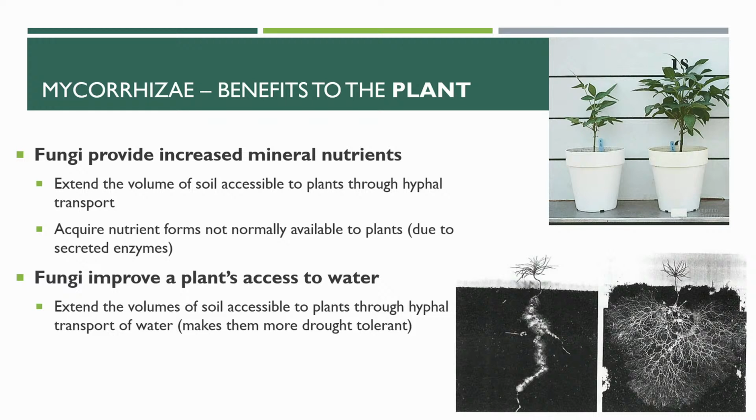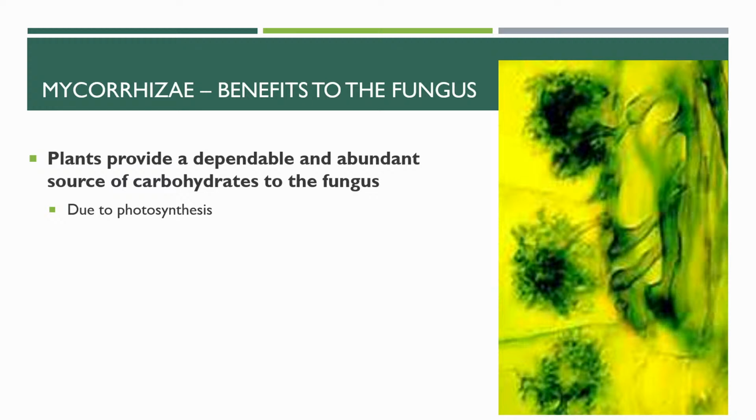Okay, well, in a symbiotic association, it's a two-way street. So, for them to be able to be associated like this, the plant and the fungus, there's got to be benefits to the fungus as well. So what does the plant provide to the fungus? Well, it provides a dependable and abundant source of carbohydrates because, as you know, plants undergo photosynthesis, and you all should have learned that one of the results of photosynthesis is you make glucose or carbohydrates.